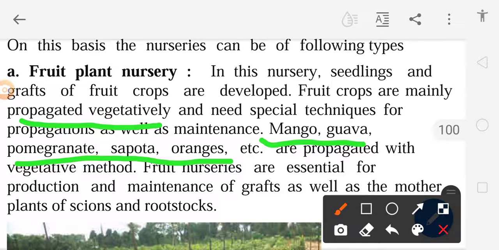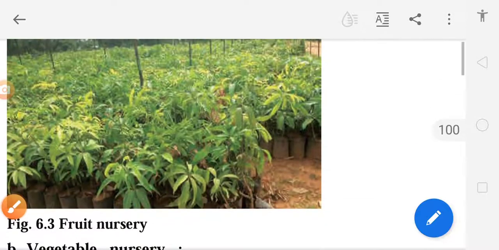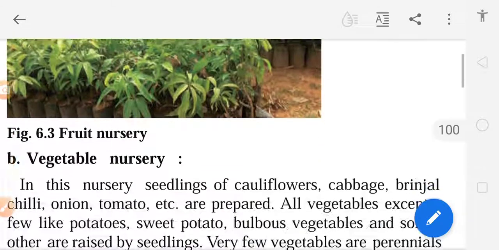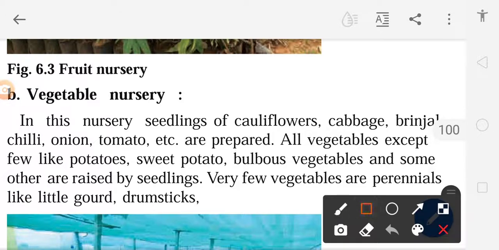For that purpose, the most important thing is that we have to develop scion and rootstock. Rootstock is of poor quality, and on that we have to insert the scion. That may be budding, grafting, layering, or any other mode of propagation. So rootstock and scion are required. This is a fruit nursery where these mango seedlings are produced. The second kind of nursery is the vegetable nursery.